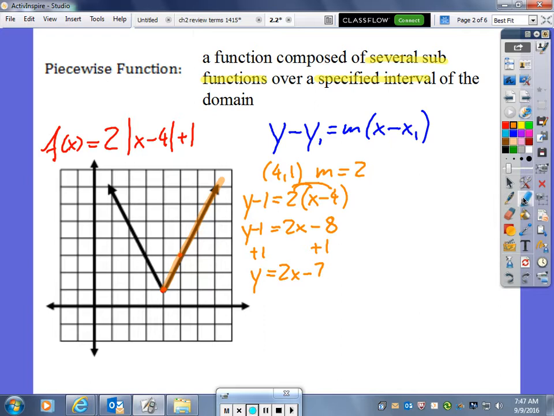And if we look at where that function is actually valid, what is the domain of this function? The domain of the function is x is greater than or equal to positive 4.